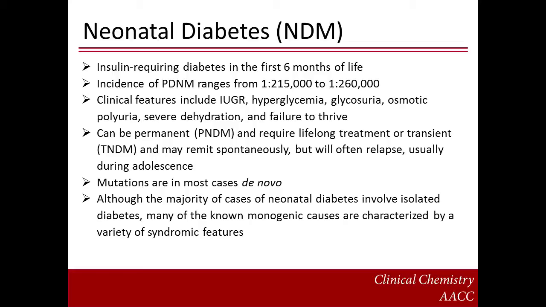Neonatal diabetes can be either permanent, requiring lifelong treatment, or transient, in which case the diabetes might spontaneously remit, but will often relapse, usually during adolescence. The majority of mutations causing permanent neonatal diabetes are de novo in origin. Although the majority of cases of neonatal diabetes involve isolated diabetes, many of the non-monogenic causes are characterized by a variety of syndromic features.